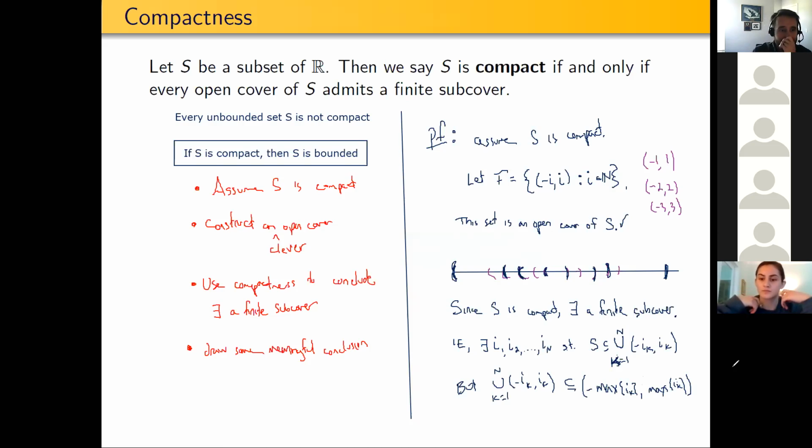Does everybody sort of follow that? Because all of these sets are themselves nested like this, once I pass to a finite subcover, there's only a finite number of these. That means there's a largest one that contains the rest. And that gives us our lower bound and our upper bound for the set S itself. So that is our big argument here.